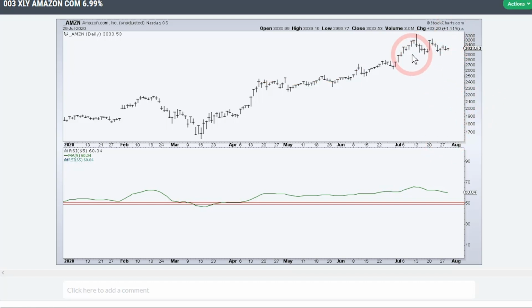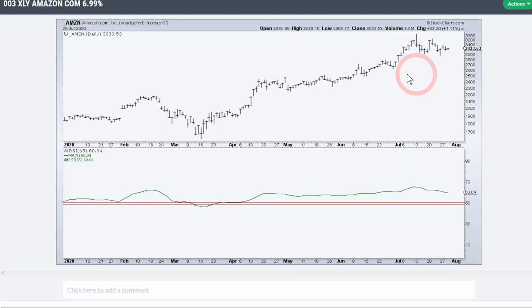So the uptrend is still intact there, and you're still well above that 49 level, which you would need to break to actually reverse that uptrend. And keep in mind, with trend following, you're never going to get the exact top or the exact bottom. You're always going to be a little bit late, and you're trying to catch the meat of the move.